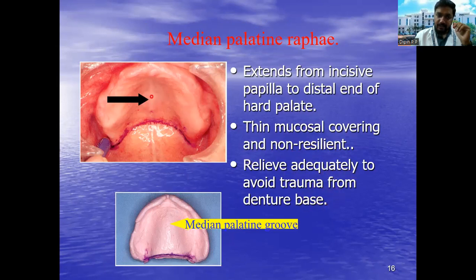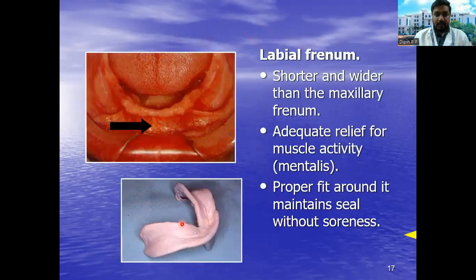So the thickness of mucosa in the midline area, just above this mid-palatine suture, is less. The thickness is very less. So if proper clearance or proper relief is not given in this area, it will result in trauma to the mucosa. So that is the anatomical landmarks of the maxilla.